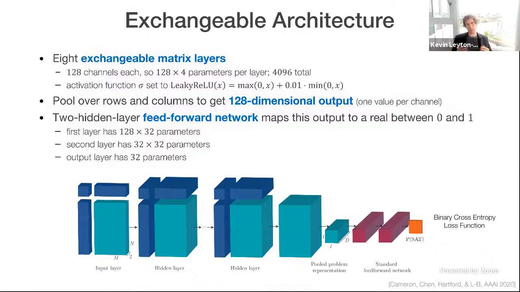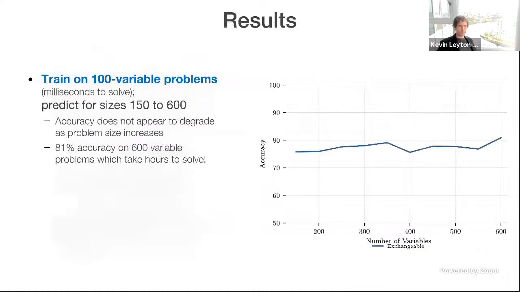We pool over rows and columns, and then to flatten out into this pooled problem representation, 1 real value per channel. And then we build a decoder on this kind of embedding that is a standard feed-forward network of 32 neurons per hidden layer, and eventually pop out at a single real value between 0 and 1, which is our prediction of satisfiability status. And we trained it using binary cross-entropy loss.